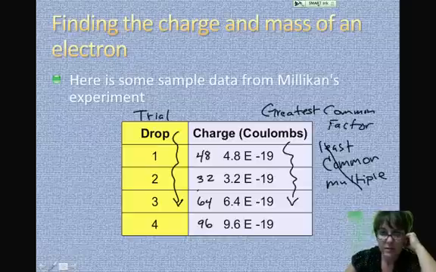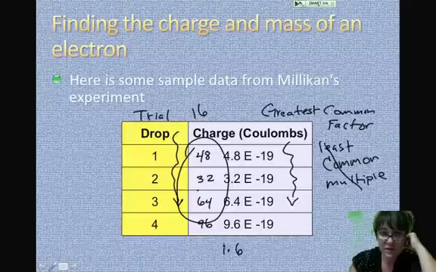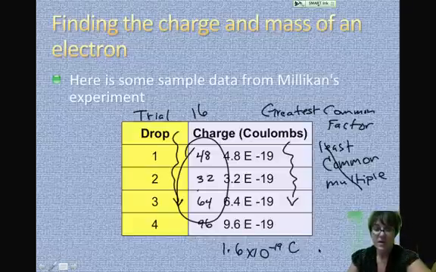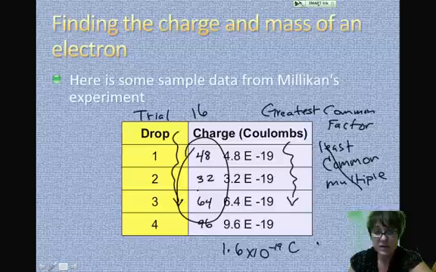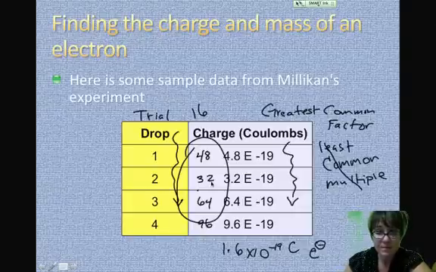All of these numbers are divisible by 16. And so when we write this in decimal form, that would be 1.6 times 10 to the negative 19 coulombs. The conclusion Millikan came to is that this must be the charge of a single electron, because there was never any number that he could calculate for the charge where it was not a multiple of the 1.6 times 10 to the negative 19 coulombs.